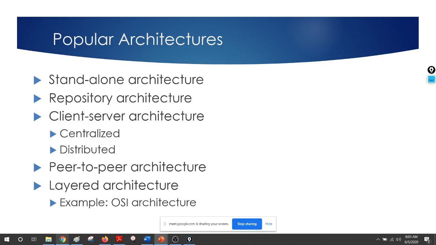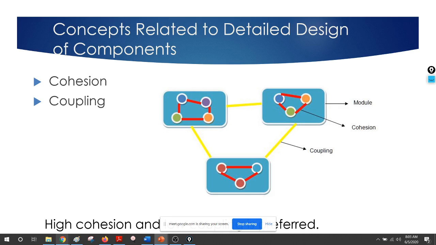Now we are talking about designing, right? So if you are doing software engineering, you have to go through those things, right? Otherwise you are not doing engineering, you are just doing something else, right? So engineers always come up with the design. Initially they come up with the architecture. Okay, right? Then there are some concepts related to detailed design, right?